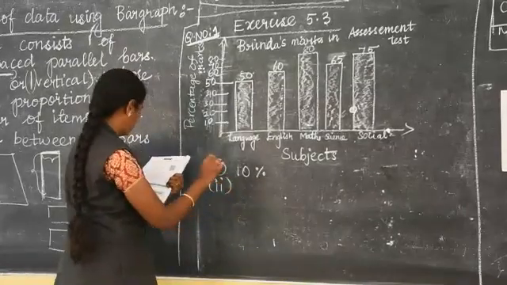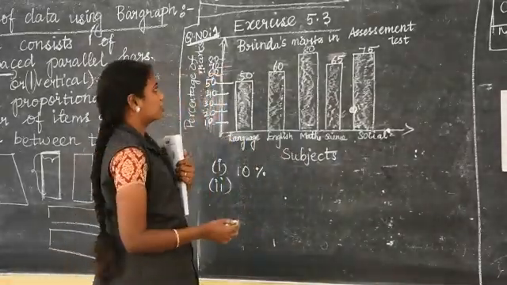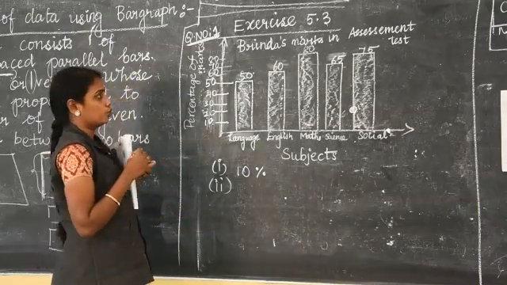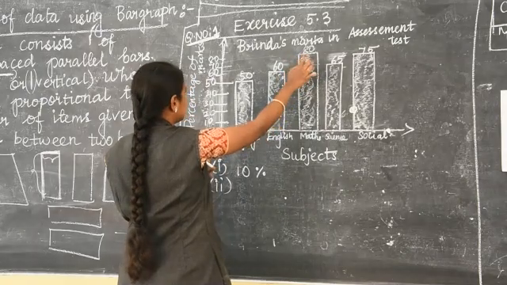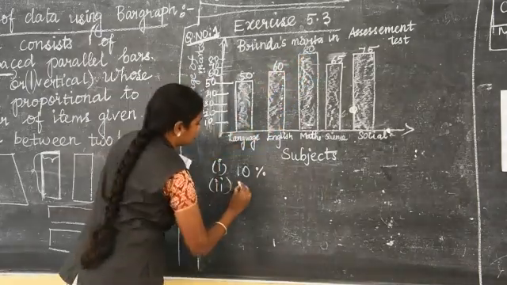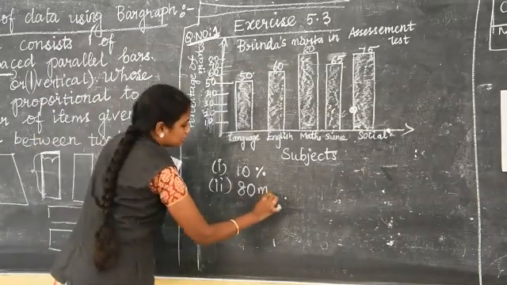Question 2: Brinda has scored maximum marks in which subject? Maximum means more. Which is more? This graph, yes or no? So this graph we found as 80. So Brinda scored 80 marks. Maximum mark is 80.